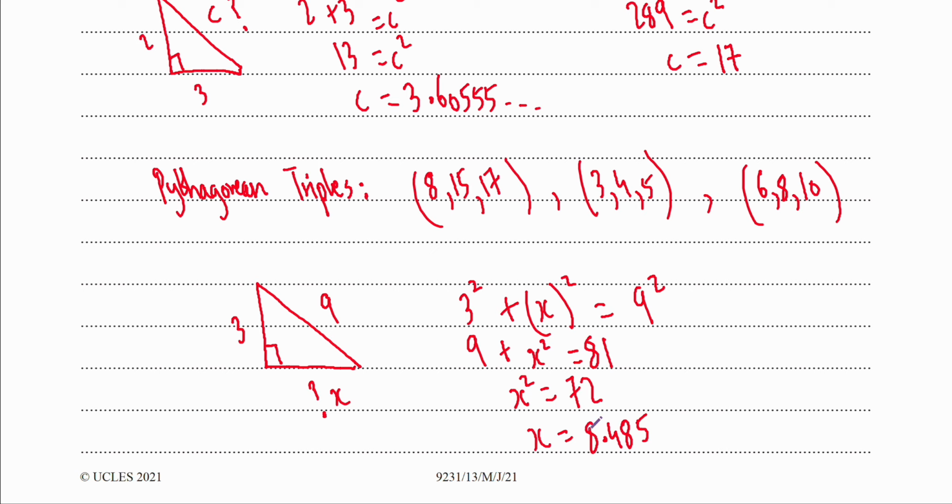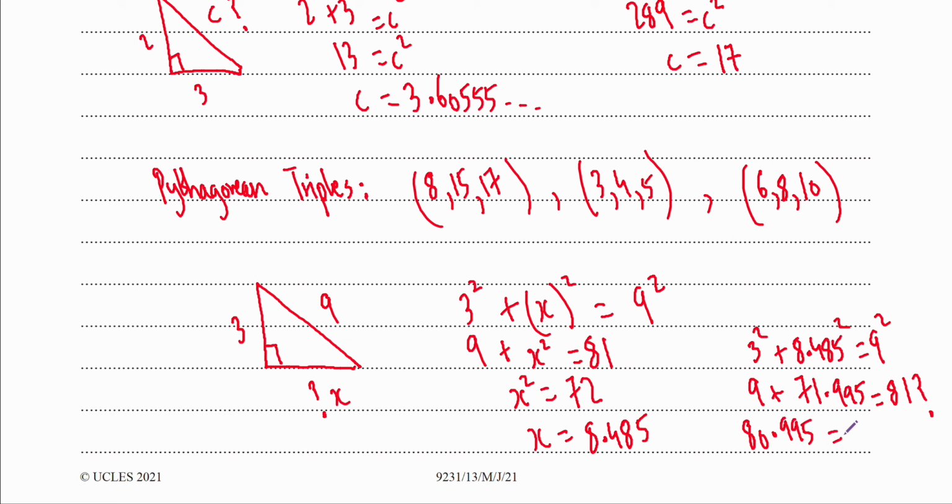And you can try if this works, right? So that means that 3 squared plus 8.485 squared should give you 9 squared. So let's see. 3 squared is 9, and then 8.485 squared is 71.99999. So I have 71.995 plus 9, which is 80.995, and it should equal 81. Of course, since we rounded the numbers, since this is not actually equal to 8.485, there's more decimal places, then of course you won't get exactly the right number, but you can see we came very, very close to it. We're just 0.005 off.